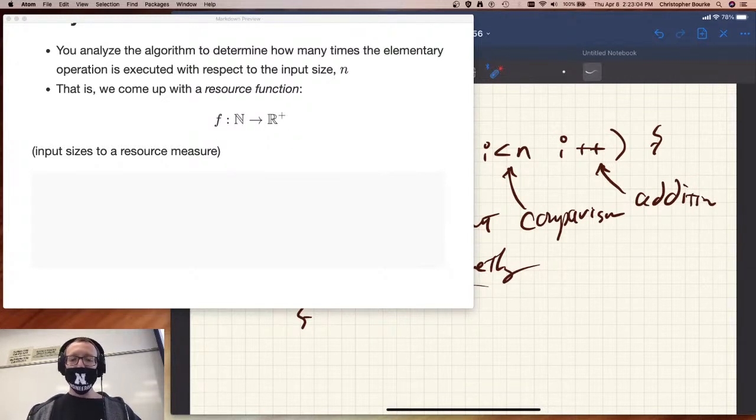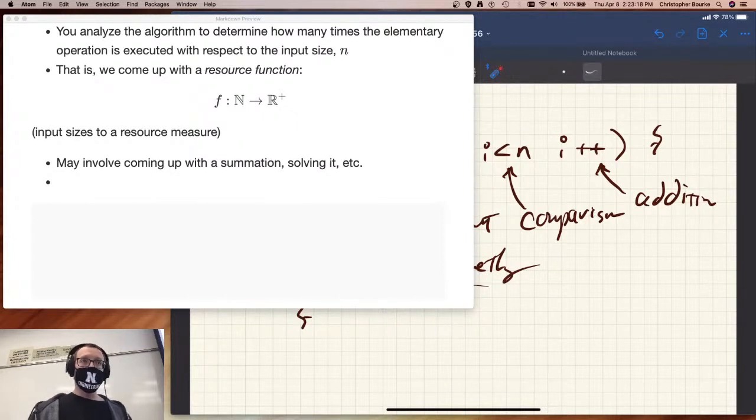This process may involve coming up with a summation, solving it, and so on. The most advanced algorithms are going to require fundamental mathematics. Proving something is correct or proving something is efficient might require advanced field theory or advanced algebra or something like that. We're not going to get that fancy here. We're going to keep it simple, but it might involve coming up with a summation and coming up with a closed form solution for that summation.